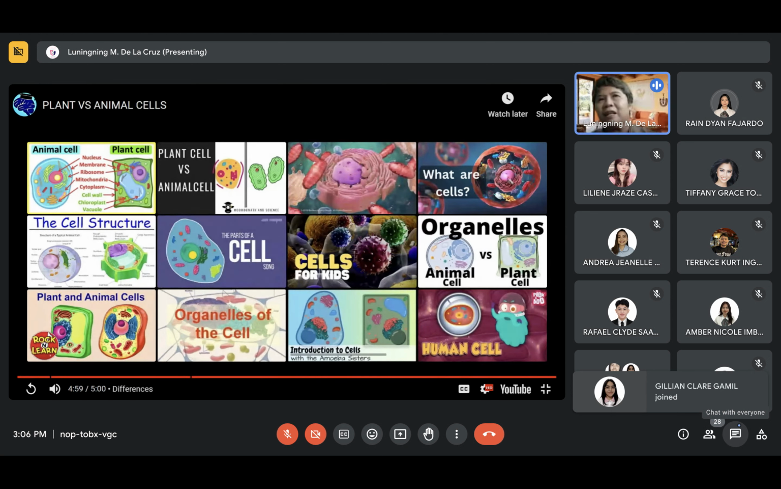So nakikita natin, class, that even at the cellular level, every part has a distinct role. Okay, we can appreciate the uniqueness and differences of the cells. Okay, now let's talk about the chloroplast. What is the role of the chloroplast for the plants?